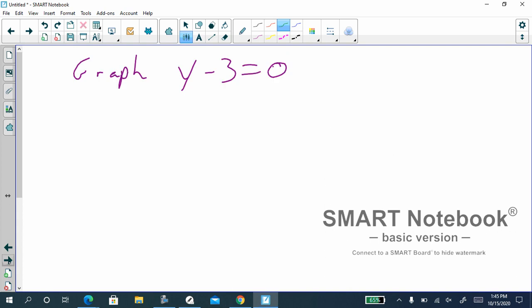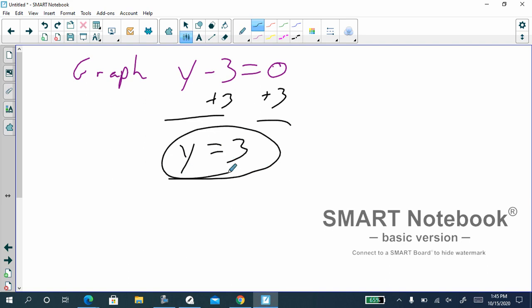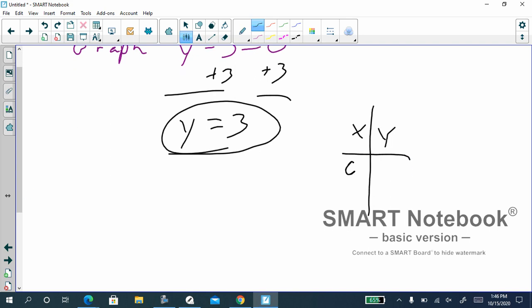The last problem is similar to that. It just has just a y instead of just an x. If we add 3 to both sides, we get that y equals 3. So this time, this is going to give us a horizontal line instead of a vertical line. If we only have one variable, that means the other variable can be any number we want it to be, as long as this one is 3. Y is 3. X can be 7 as long as y is 3. So any number we want to pick for x, y has to be 3.